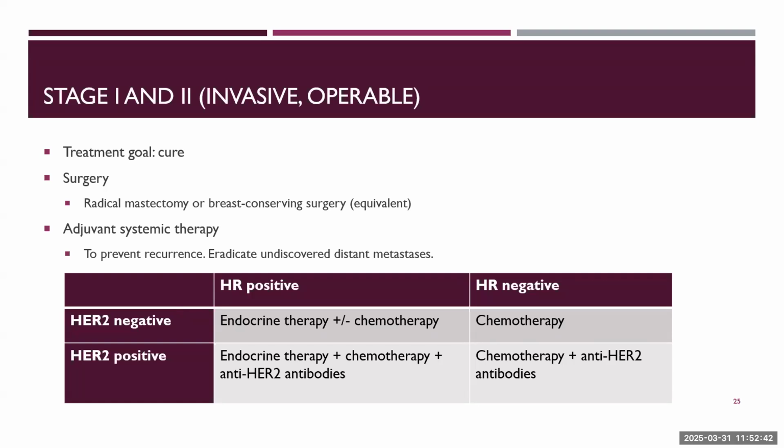In terms of adjuvant systemic therapy, this is going to be to prevent recurrence and eradicate any undiscovered distant metastases that might be there. I've included this table here, going back to the previous slide. If they are HR positive, HER2 negative, they'll get endocrine therapy plus or minus chemotherapy. If they're HR positive, HER2 positive, then we add on the anti-HER2 antibodies. If they are triple negative or HER2 negative, they'll undergo chemotherapy. HR negative, HER2 positive, chemo with that anti-HER2 antibody.